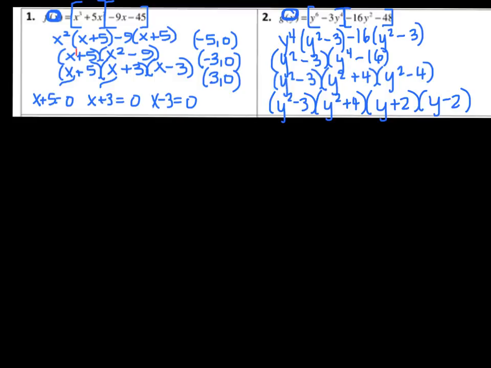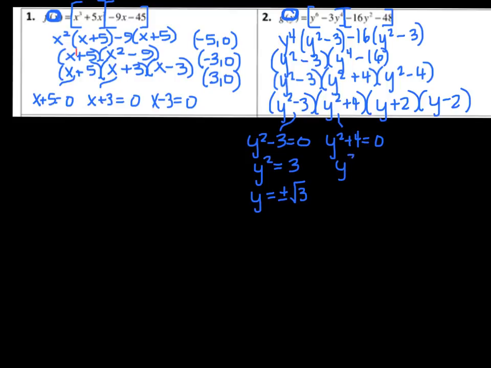So I'm going to set each of these equal to 0. I'm going to add 3 and take a square root. I'm going to set this one equal to 0. Subtract 4, take a square root. Remember, a negative square root comes out as i, and I'm going to put a 2 in there. Set this one equal to 0, and I'm going to get negative 2. Set this one equal to 0, I'm going to get positive 2.